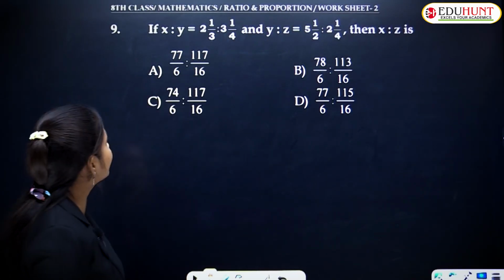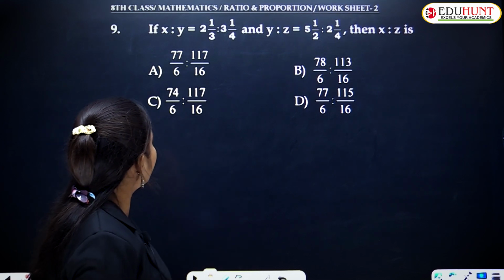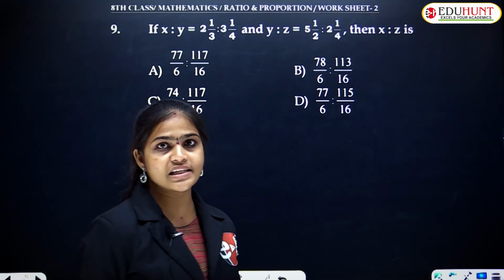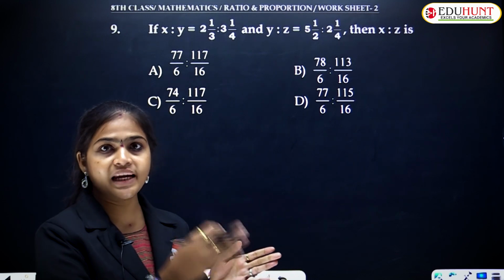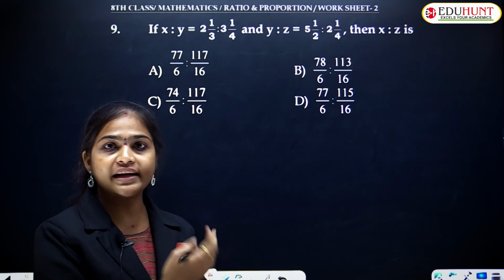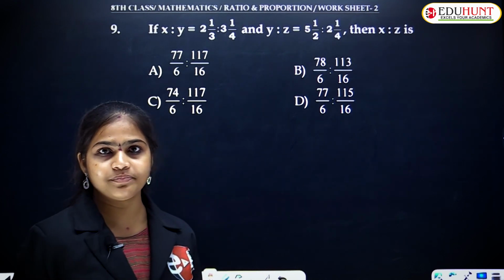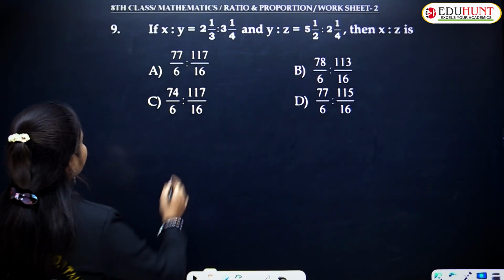So see here, question number 9. What is given here? X is to Y and Y is to Z are given. Now we need to find X is to Z. Just like that, A is to B, B is to C are given, and from that we need to find A is to C. Clear?